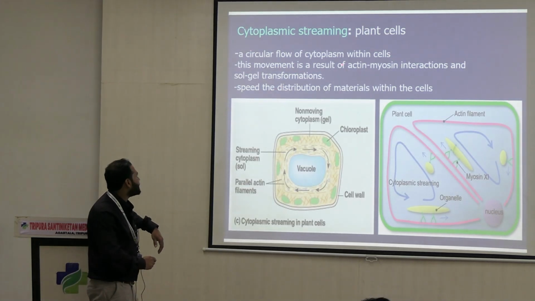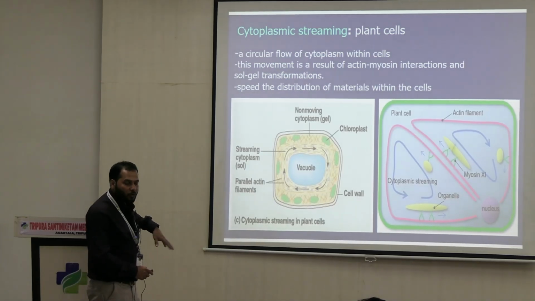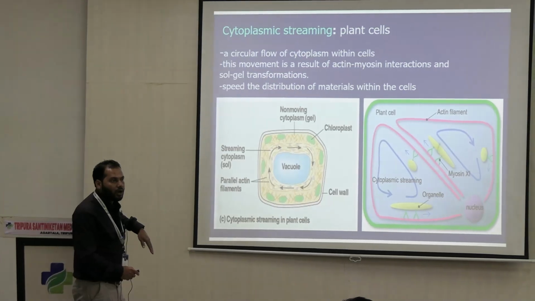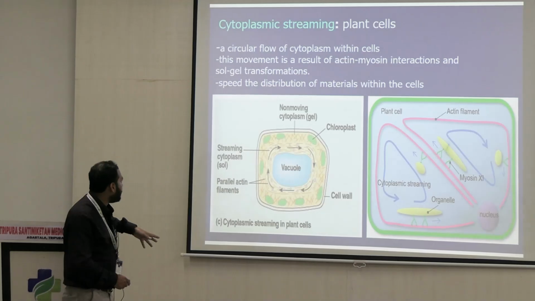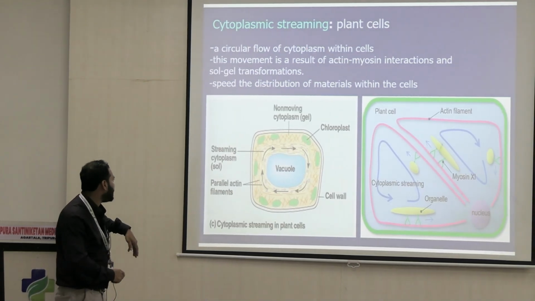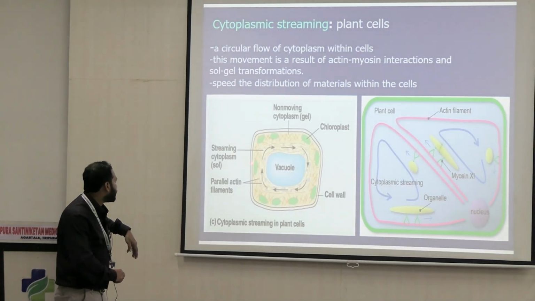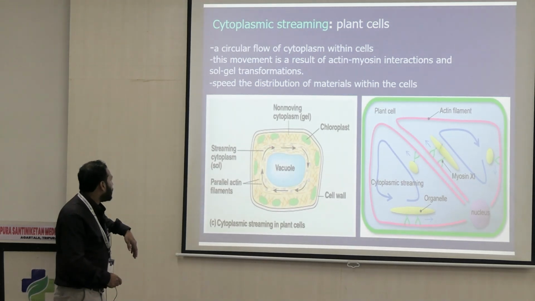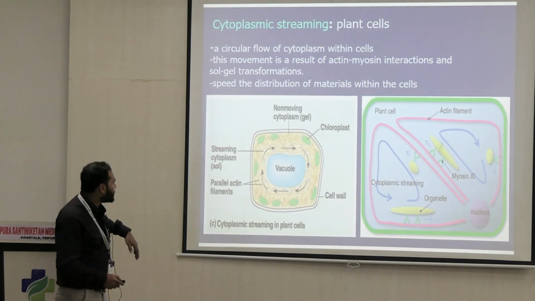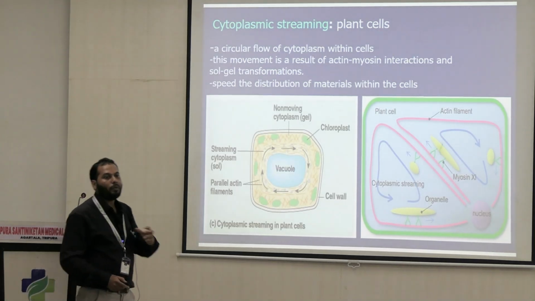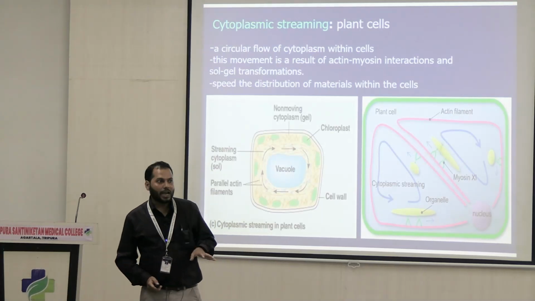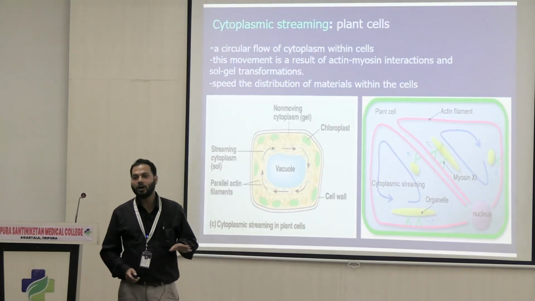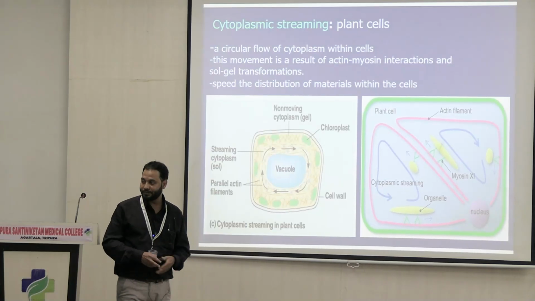This movement is a result of actin-myosin interactions, and it is mainly due to the transformation between 2 different states called sol and gel state, and these sol and gel state transformations actually allow the cytoplasmic streaming, or the flow of different molecules across the cell cytoplasm. Not only this, due to cytoplasmic streaming, it helps to maintain the concentrations of different types of molecules across the cell cytoplasm, which is essential for proper cellular functions.